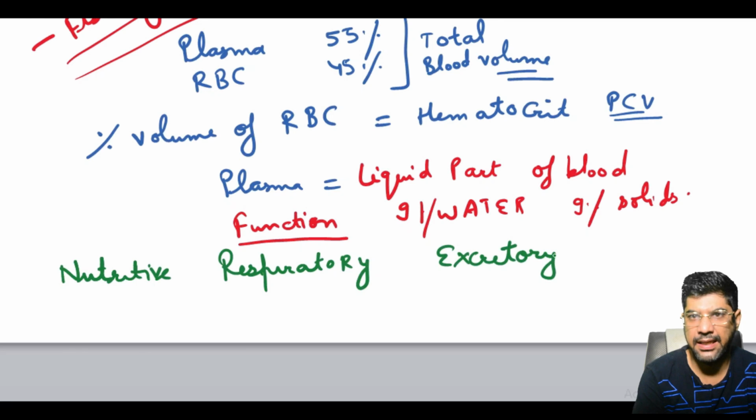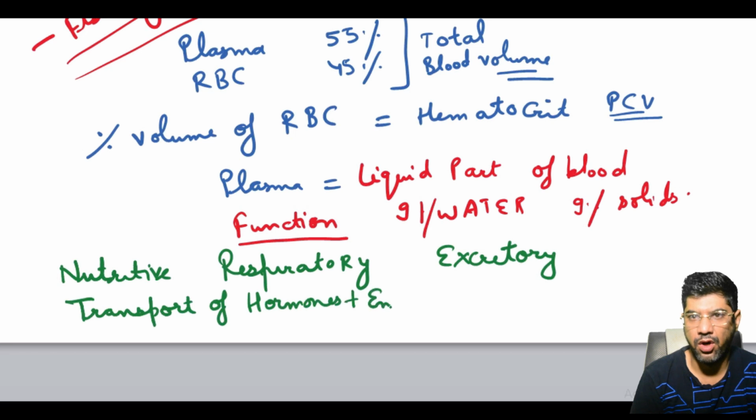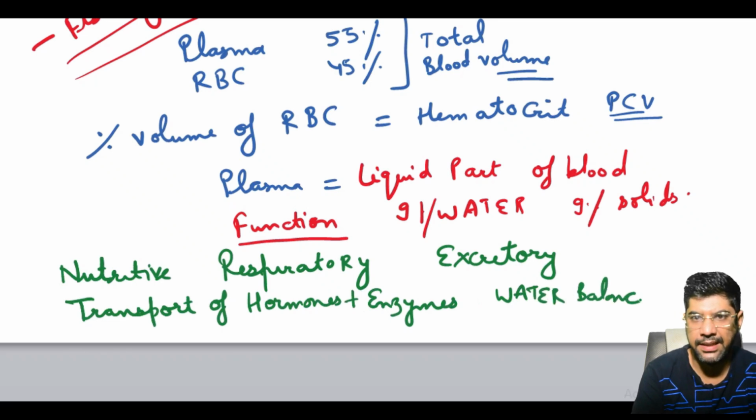It has an excretory function. Blood removes the waste products formed during metabolic activities in tissue and transports them to excretory organs like the kidney, skin and liver for elimination. Apart from that, there is transport of hormones and enzymes. Blood transports hormones secreted by endocrine glands to their target organs and also carries enzymes.